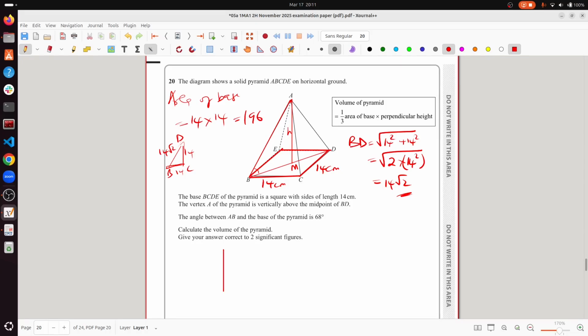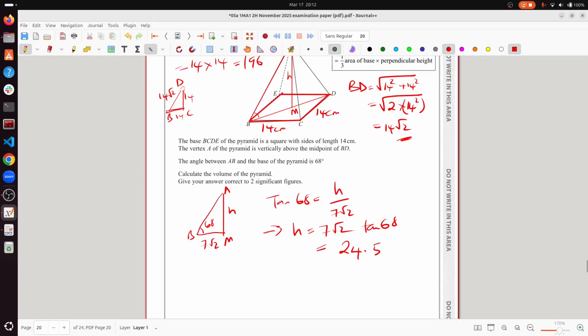And now for me to find the height, I can draw another one. This is M, that is A, and that is B. So halfway is going to be 7 root 2 for BM, and we're looking for H, and this angle is 68. So the trig ratio that follows that is tan. So tan 68 is the opposite, H, over 7 root 2. That implies the height is 7 root 2 tan 68, and that gives me 24.5.